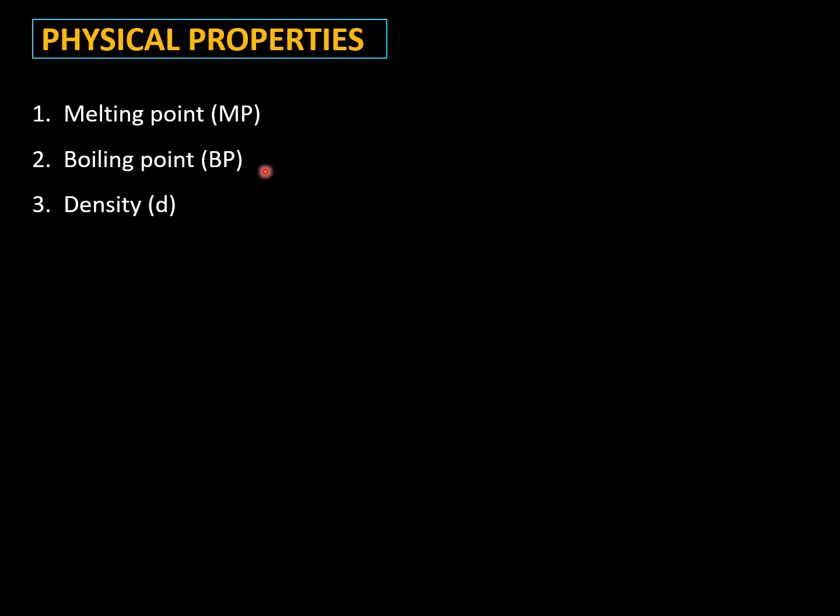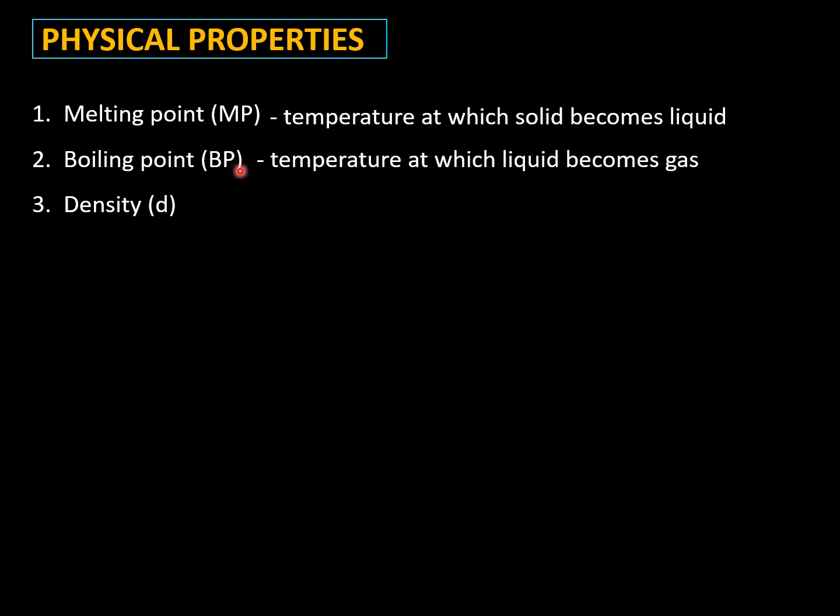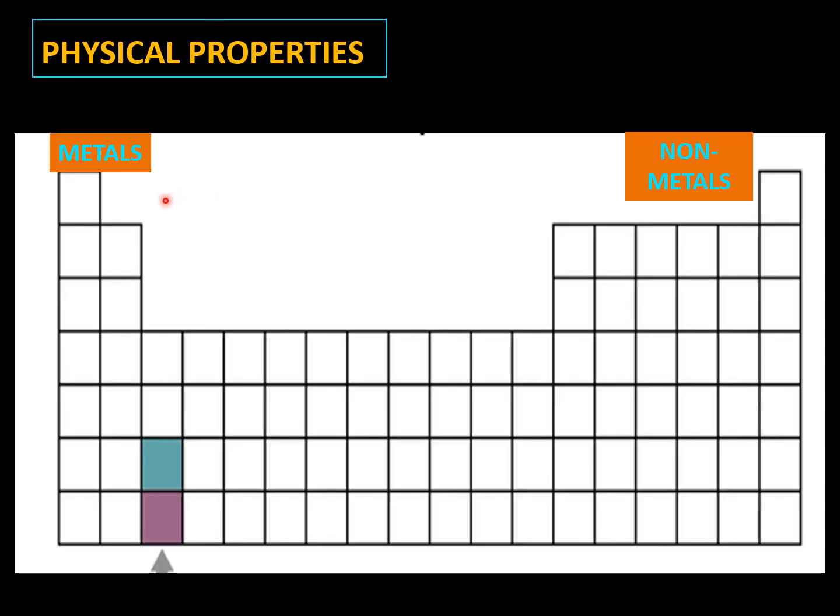Variation of these three physical properties in periodic table. Melting point means temperature at which solid becomes liquid. Boiling point is the temperature at which liquid becomes gas. Density is the ratio of mass divided by volume. We know that on the left hand side of the periodic table we are having metals and on the right hand side of the periodic table we are having nonmetals. Last group belongs to noble gases.